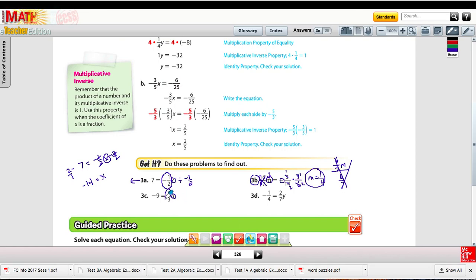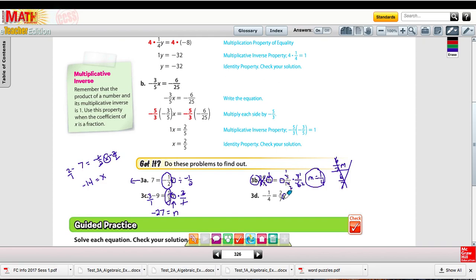I need to get rid of 1/3 by dividing by 1/3. But dividing by 1/3 is the same thing as multiplying by the reciprocal, 3 over 1. What happens is those 3's and those 1's cancel out, leaving that variable all alone, as long as we multiply by 3 over 1 on the left side. 3 times negative 9 is negative 27, and that is equal to n.